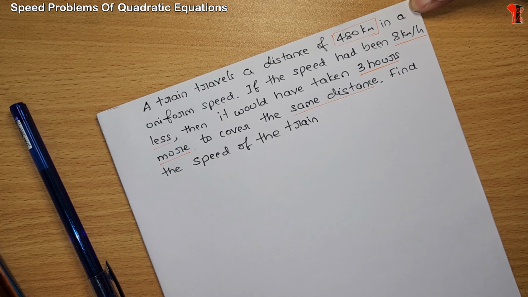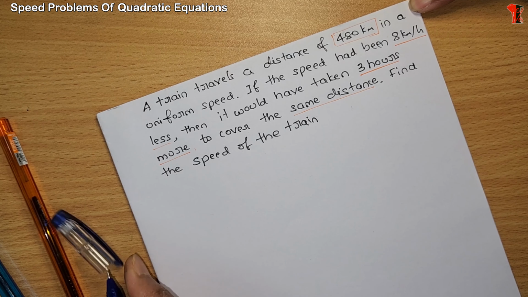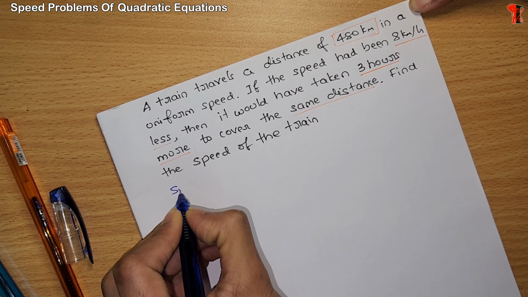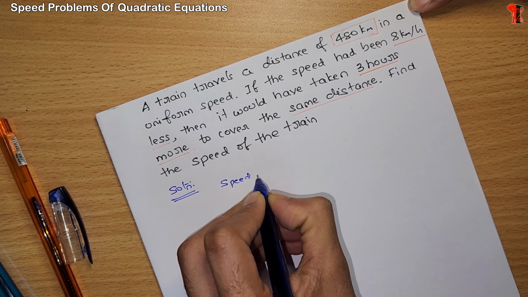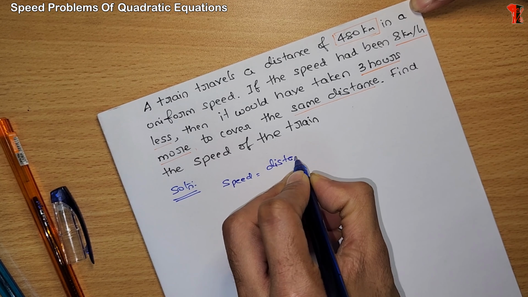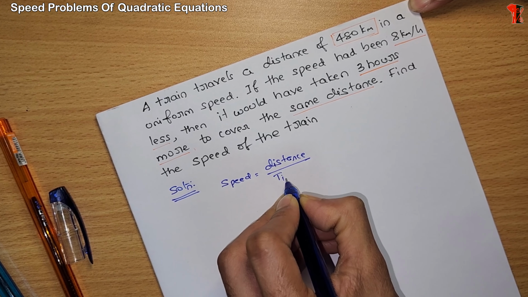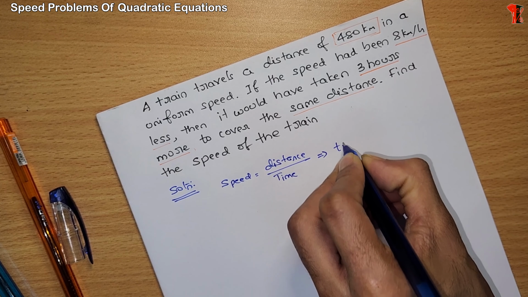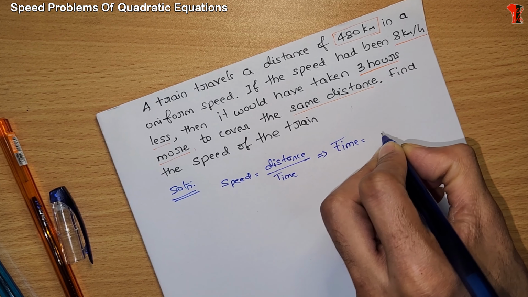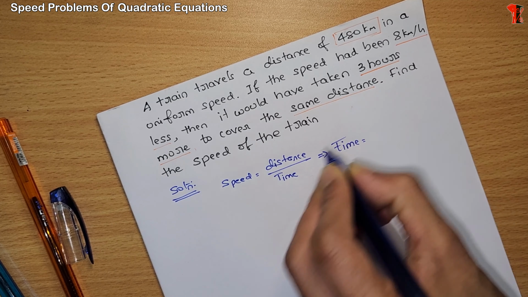So for this, what will you do? We are going to use a speed formula, but an altered one. We already know the speed formula: speed is equal to distance by time, correct? So we are going to alter this into a time formula. Time formula means we write time is equal to distance by speed. So let me take this as case number 1.